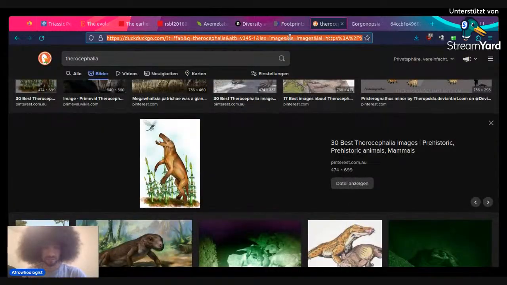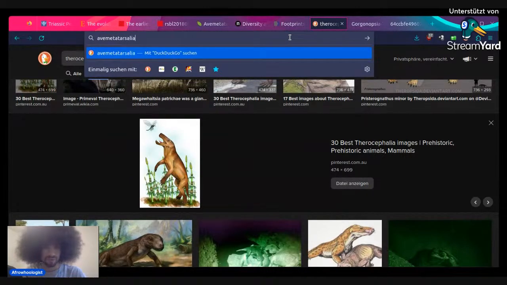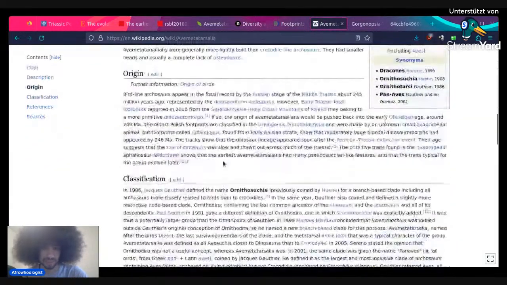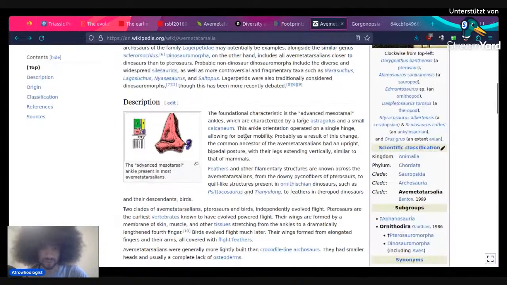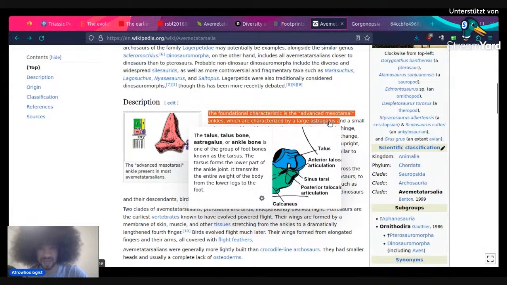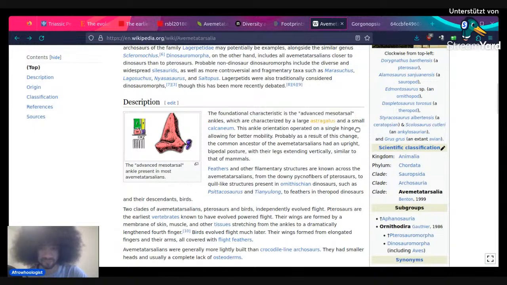So Avemetatarsalia includes all of these different archosaurs. According to Wikipedia, if we go down here, this is a good diagram. This is the ankle bone of the Avemetatarsalians. The foundational characteristic is the advanced metatarsal ankle, which is characterized by a large astragalus or talus bone. I just call it the talus bone. I sometimes hate word salad or letter salad. And a small calcaneum. The ankle operates in a single hinge, allowing for better mobility. Probably as a result of this change, the common ancestor had an upright bipedal posture with the legs extending vertically, similar to that of mammals.